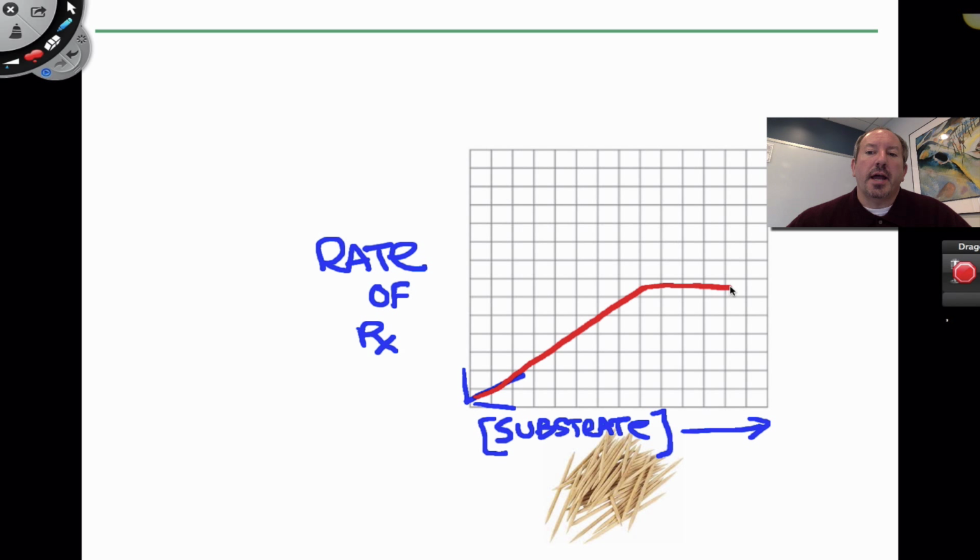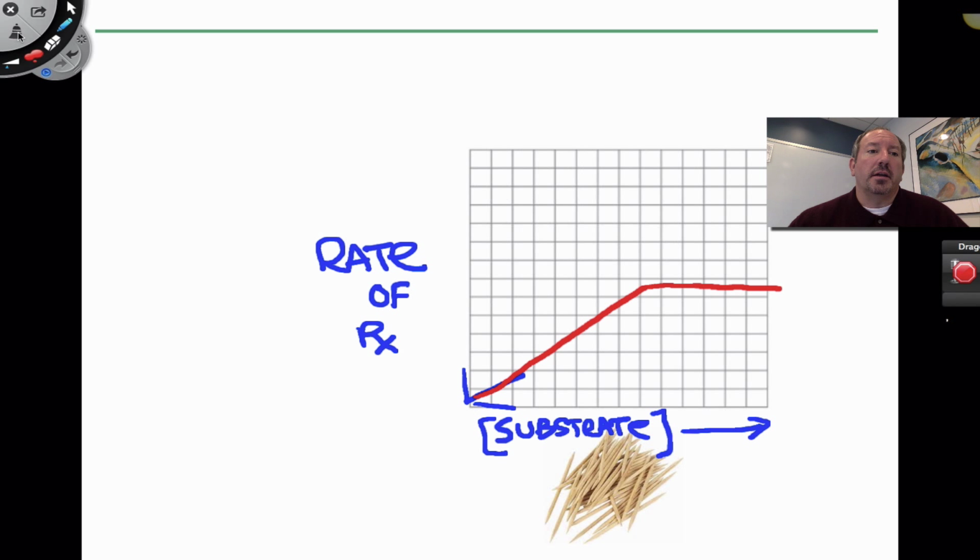Interestingly enough, this is what happens. Okay, so the reaction's still proceeding, but the rate isn't increasing. So there's a point at which I can increase and increase the substrate concentration in a chemical reaction. And sure, that does increase the rate of the reaction, but then it reaches a point where it doesn't anymore. Can you think about why that might happen?